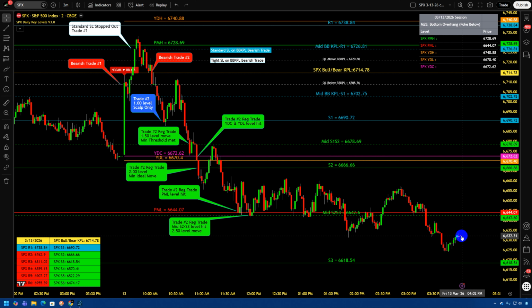So next we're going to take a look at the actual entry prices and then all of the prices at the different levels here, the scalp only exit, and then also the regular trade minimum thresholds being met, and then also the additional waypoints.